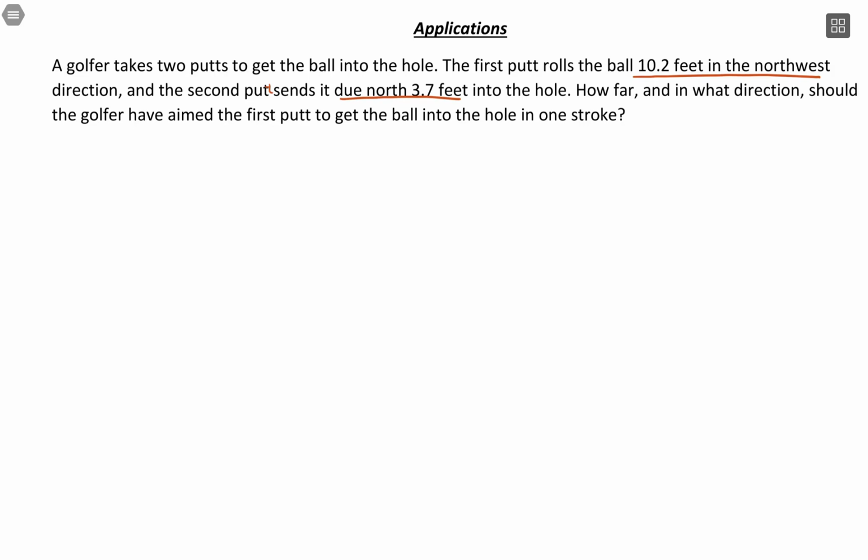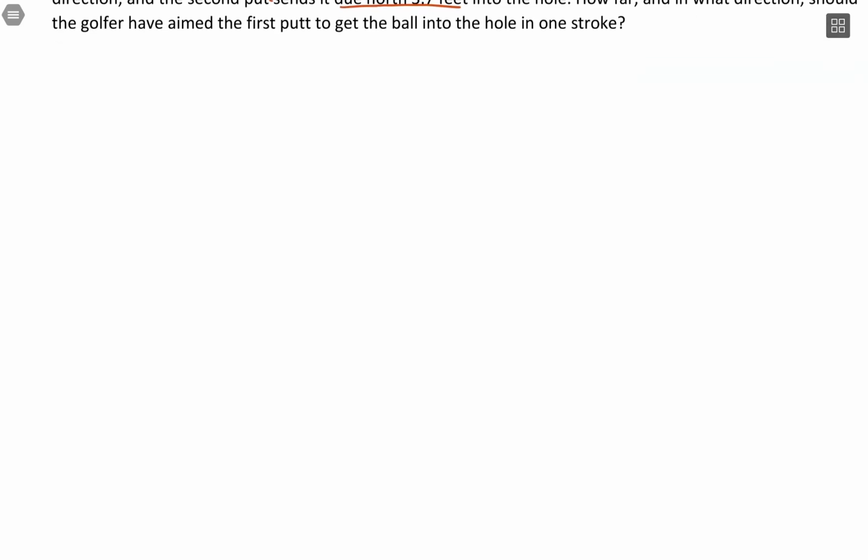Okay, so let's draw a picture here. I'm going to start kind of down low here, and we're going to be heading north with our golf game. So let's say I'm down here standing right here, and I'm going to go ahead and draw my compass: north, east, south, west. And the first putt goes 10.2 feet in the northwest direction.